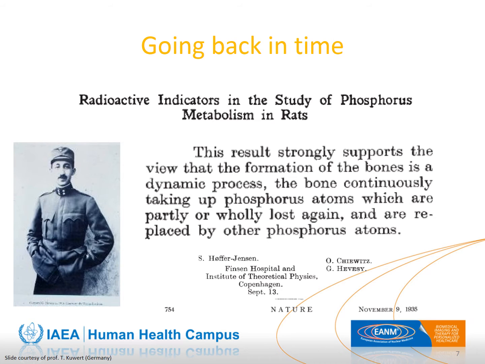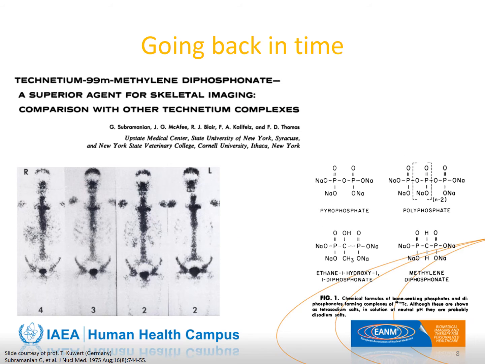And despite its static appearance, bone is a very dynamic tissue. This was already elegantly demonstrated by George de Hevesy in his 1935 paper in Nature, where he used isotopic dilution of radioactive isotopes of phosphorus to hypothesize the existence of bone turnover in rats. It is of course this discovery that many years later formed the basis of the introduction of radiolabeled bisphosphonates as bone imaging agent in nuclear medicine, as illustrated by the 1975 paper by Subramanian and colleagues.